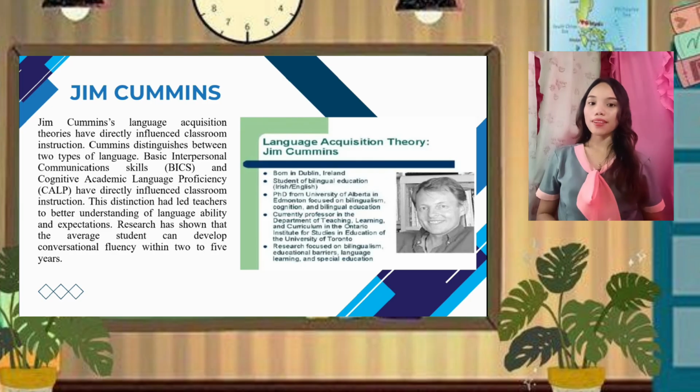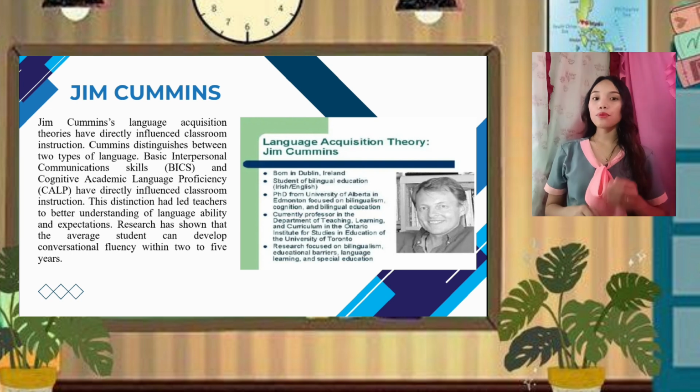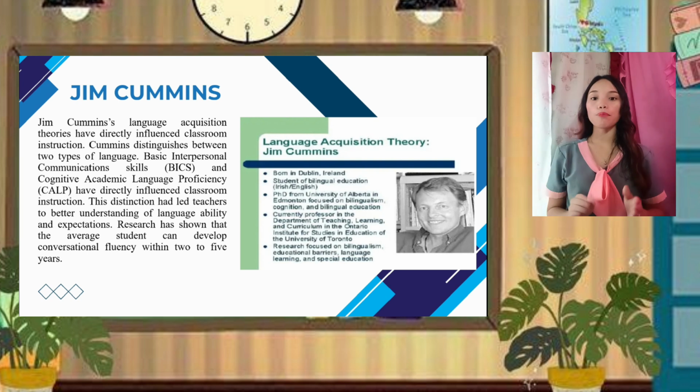So Jim Cummins is a language expert who explained that learning a second language has two levels, which are the basic interpersonal communication skills and the cognitive academic language proficiency. So, the two major aspects of language proficiency that must be acquired by second language learners are the basic interpersonal communication skills and cognitive academic language proficiency.